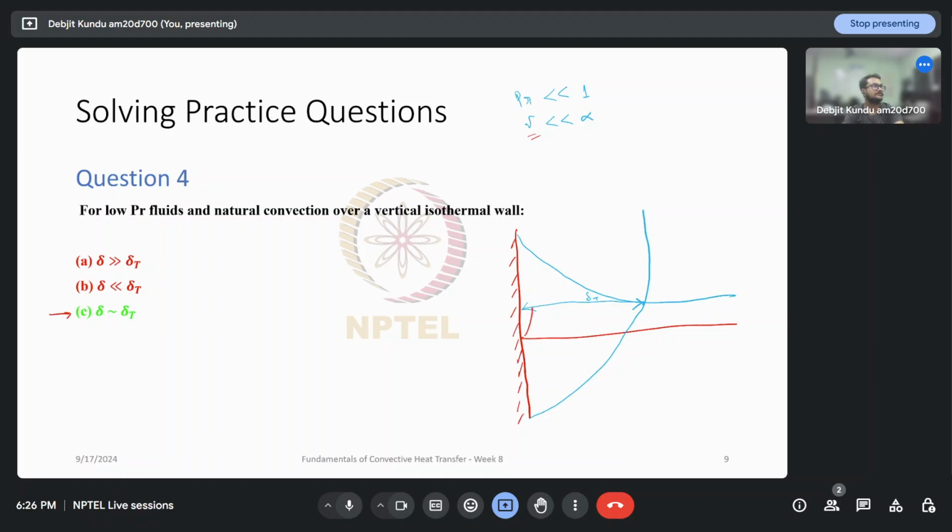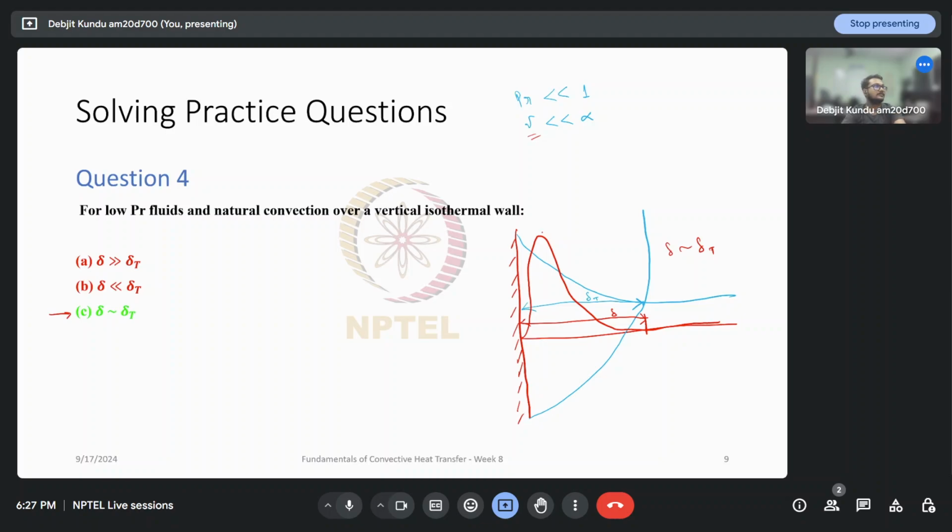Sorry. So if I try to draw the velocity boundary layer, it will go something like this. So there will be a non-zero velocity until this point, and then it will become zero. So this distance where it becomes zero, this is delta. And delta and delta t are of the same order and very close to each other in magnitude as well.